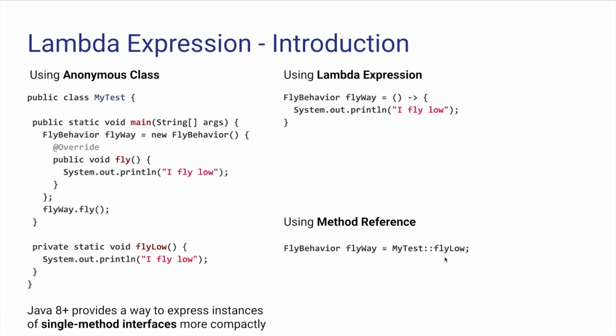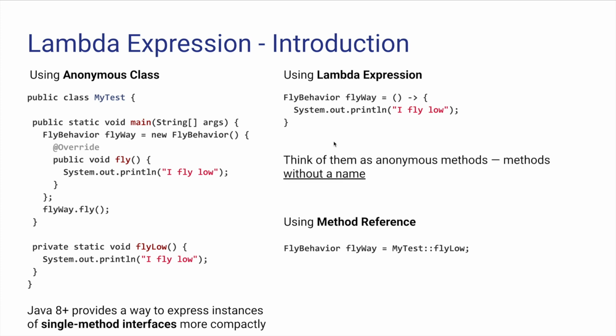So method references are compact, easy to read lambda expressions for methods that already have a name, in this case flyLow. Now this means that every method reference will have an equivalent lambda expression, but the vice versa is not true. We will talk more about method references in more detail in another video.